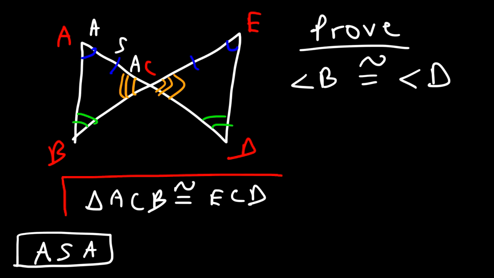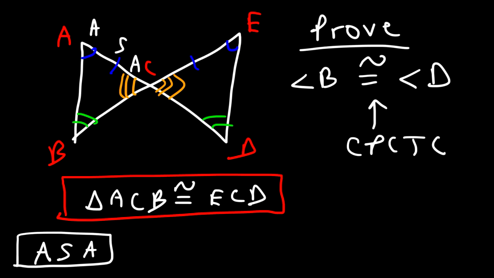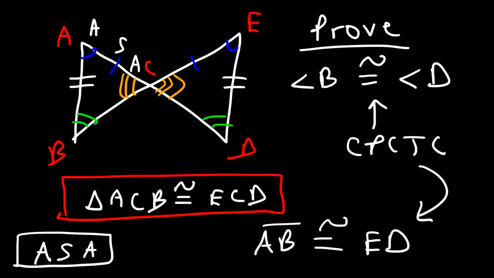Now, once we prove that the two triangles are congruent, now we can make the statement that angle B is congruent to angle D using CPCTC. And we don't have to stop there. If we want to, we can show that segment AB is congruent to segment ED, also using CPCTC as a reason.